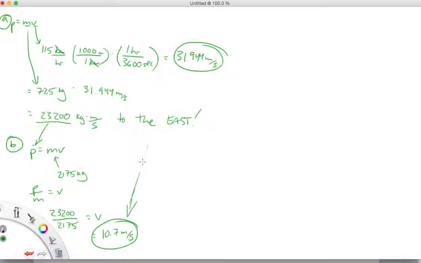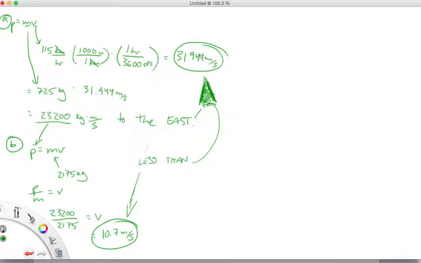And if you double check this, it should make sense that this velocity down here is less than this guy up here. Why is it less? Think. It's less because this Hummer has more mass. So to have the same momentum, the same oomph, this car up here has to be going much faster. Okay? All right.